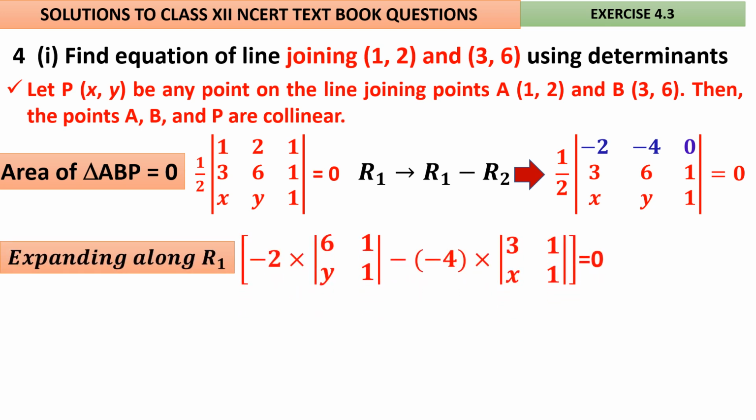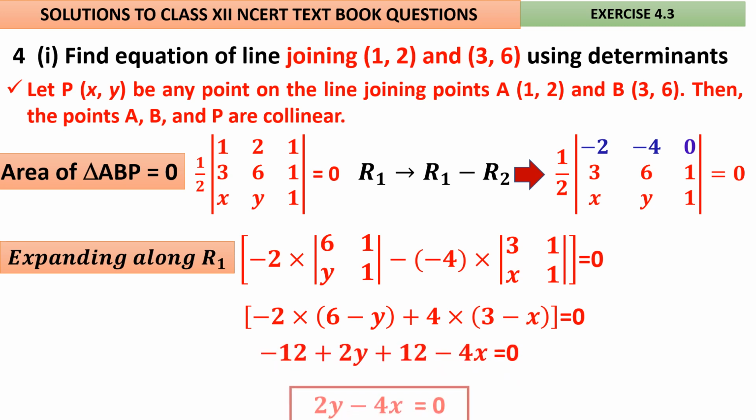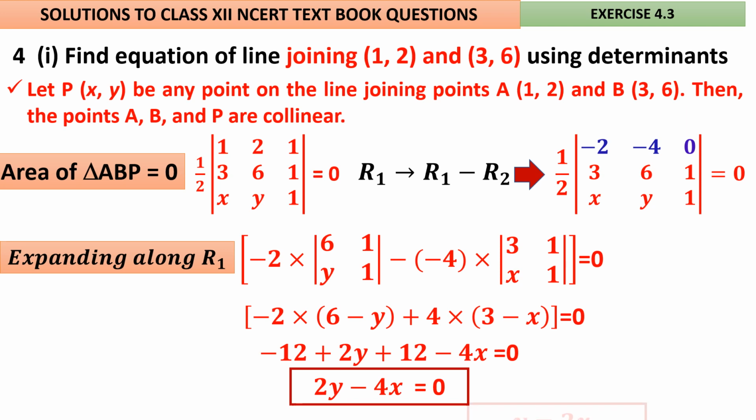To expand now, you got the expansion here. Second, minus 2 multiplied by 6 minus y, plus 4 multiplied by 3 minus x. Therefore, you got the answer as 2y minus 4x is equal to 0. Normally, the equation will be written in the form of y is equal to something. Therefore, you can write it as y is equal to 2x.